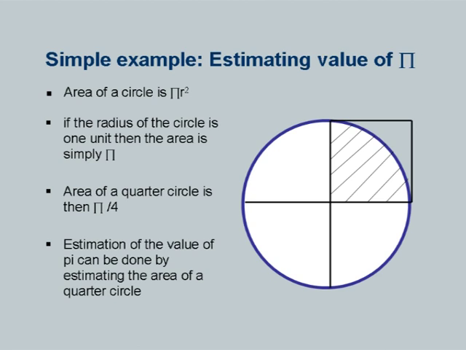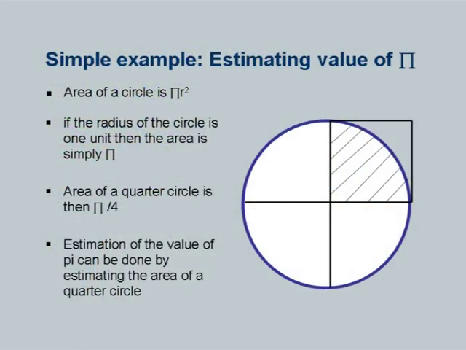Observe that this quarter circle is contained in a rectangle formed across the two radii, two perpendicular radii of this quadrant. The area of this rectangle is very clearly known, which is 1 unit because it is 1 into 1. I have to estimate the area within this rectangle for the portion which falls inside the circle. How do I do that?